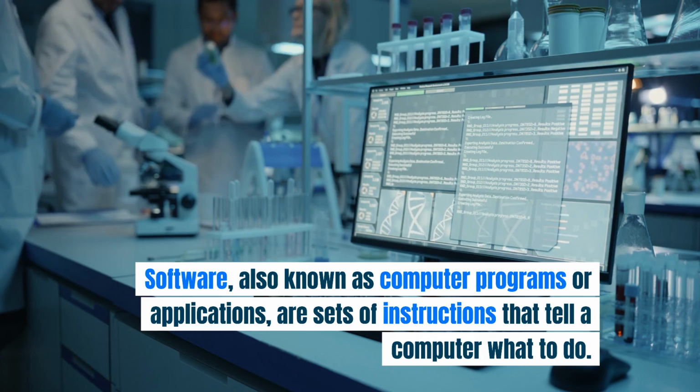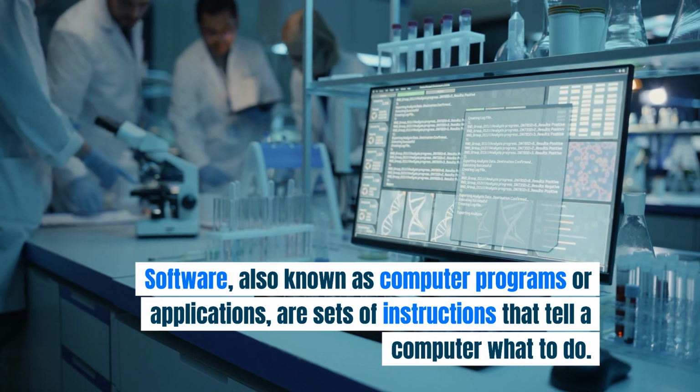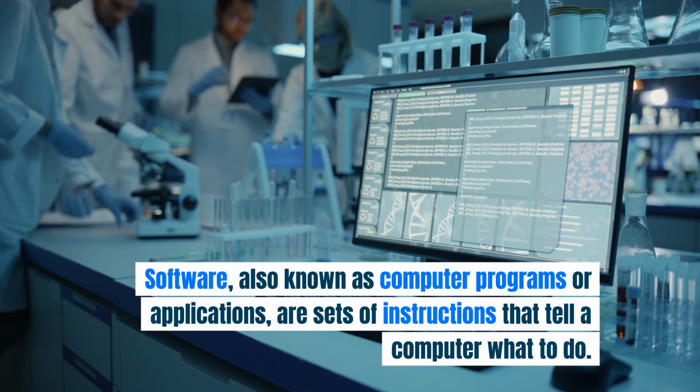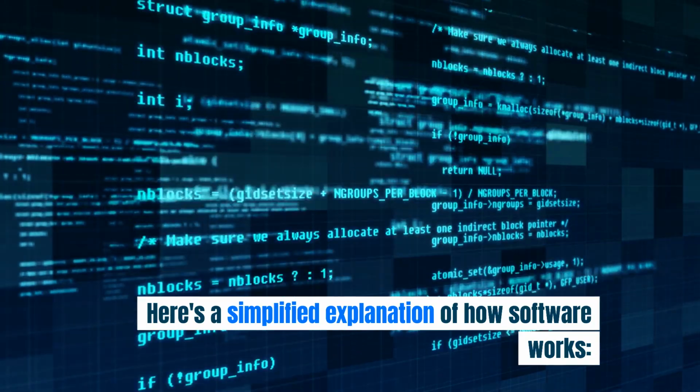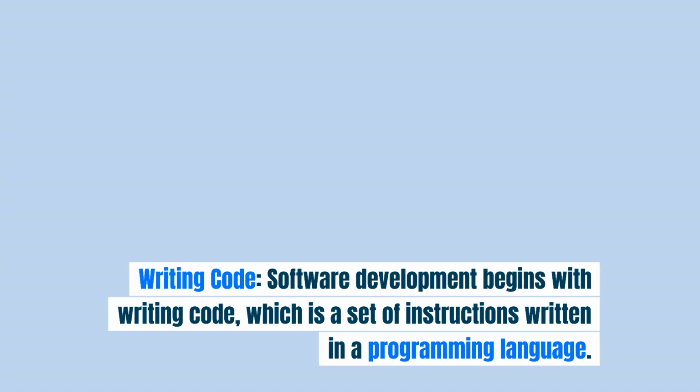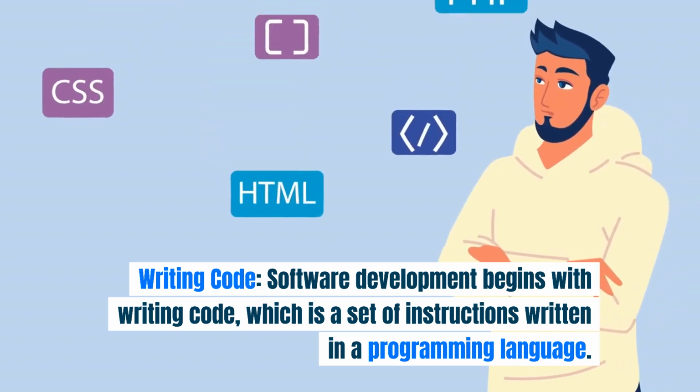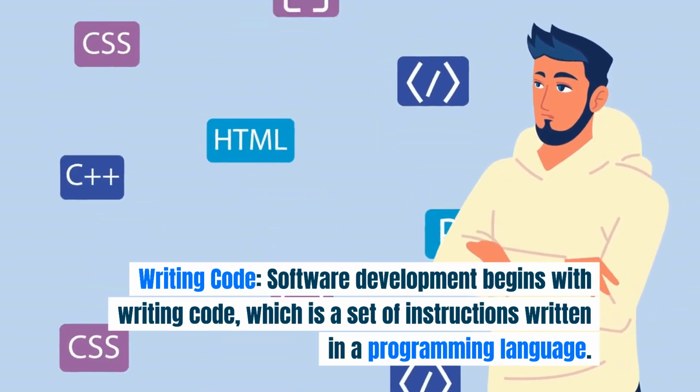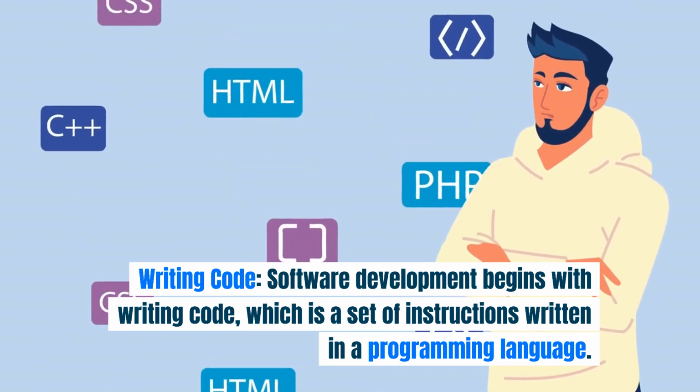Software, also known as computer programs or applications, are sets of instructions that tell a computer what to do. Here's a simplified explanation of how software works. Writing code. Software development begins with writing code, which is a set of instructions written in a programming language.